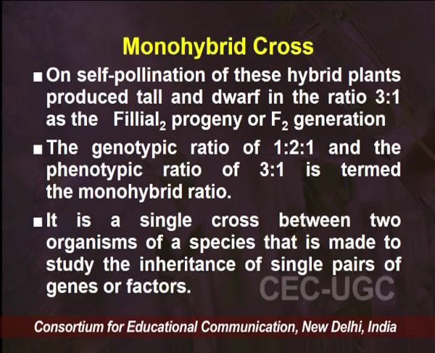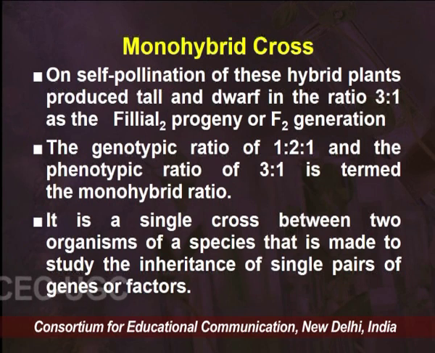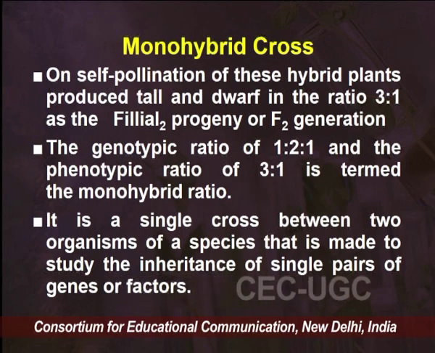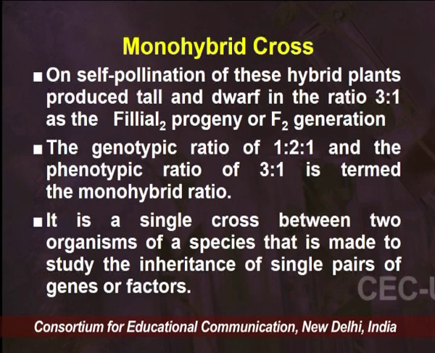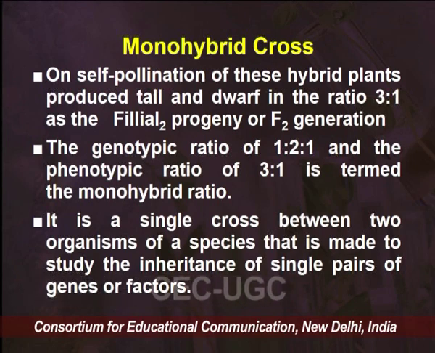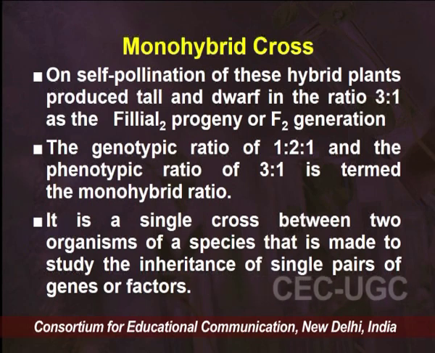This is the phenotypic makeup, whereas the genotypic ratio, or genotypic makeup, of these plants was in a ratio of 1:2:1, where the first one is the pure tall plant with capital T capital T, the second is with capital T and small t as the genotype, and the last one is with small t small t.